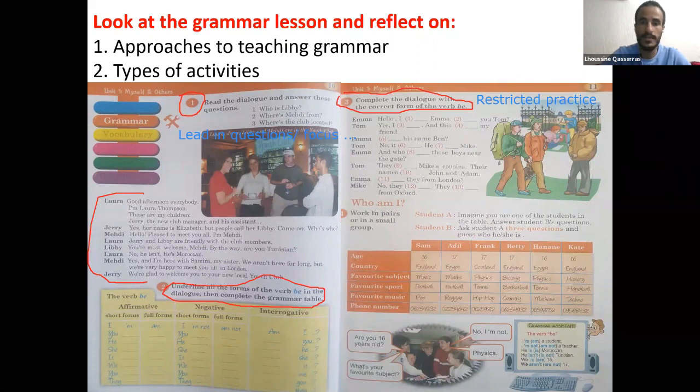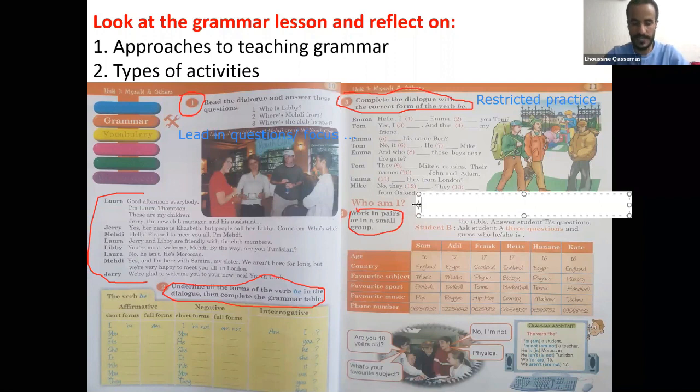The next one is Who am I? Work in pairs or in small groups. Look here. What is this? Production. Good. We call it production, or what? Another name. Or free practice or freer practice. Very good. Free practice or production.